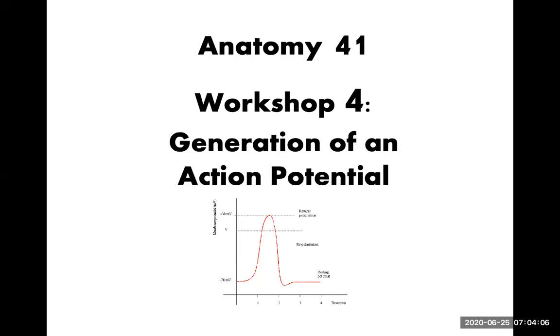Welcome Anatomy 41 students. This is workshop number 4, the generation of an action potential. An action potential refers to the depolarization of an axon in a neuron, which is one of your nerve cells. Generating this action potential means that an electrical signal of a stimulus is being passed down that axon. So we're going to look at an action potential, what this graph means and what it's referring to.